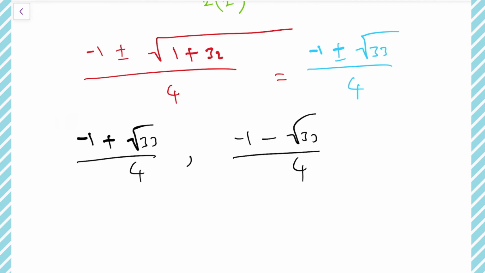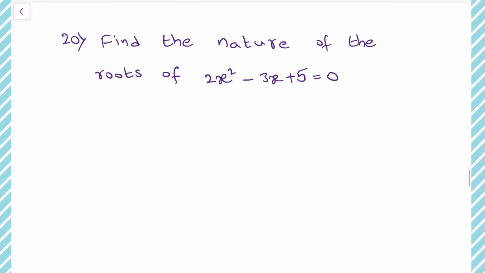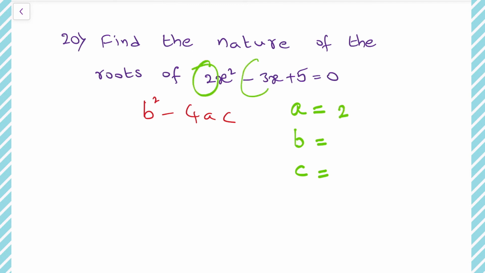The same you can use in the polynomial concept also. You will get the zeros again. Next, find the nature of the roots. The previous formula is for finding the roots. Now in this case, just the nature. So the formula is b square minus 4ac. x square coefficient is a, x coefficient is b, constant is c. Let us check what they are. Here x square coefficient is 2, so a value is 2. x coefficient is minus 3, so b value is minus 3. Here the constant is 5, so c value is 5. Let us substitute in this now.